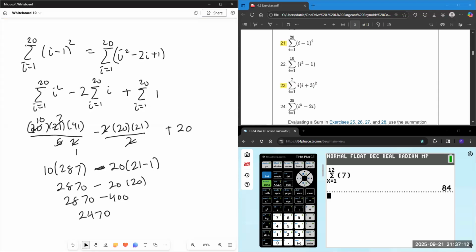And this is math 0 x 1 to 20 of the expression x minus 1 quantity squared. And 2470 is the correct answer. Let's look now at number 23.